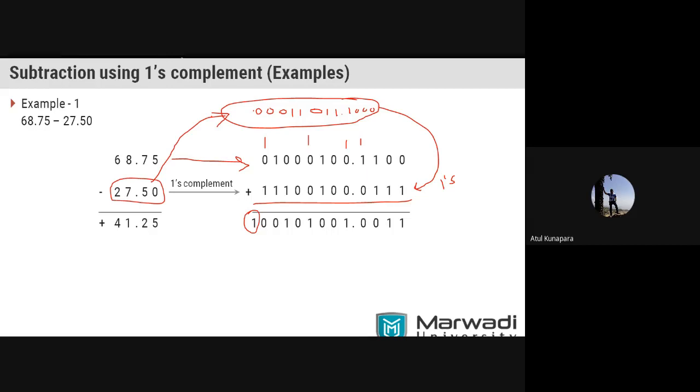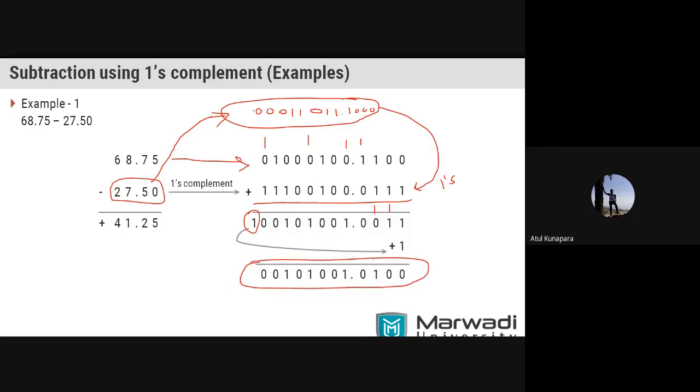So in the 1's complement form method, to get the right answer, you require to add this carry to the answer you are having here, right? So whatever answer we are having, we are adding this carry to that, and so we'll be getting the final answer like this. That is 1 plus 1, it is 0 with 1 carry, then 1 as it is. Then after that all the remaining bits remain the same. So this is the exact answer you are getting here, that is 68.75 minus 27.50. This is nothing but, you can say, the binary form of your 41.25.